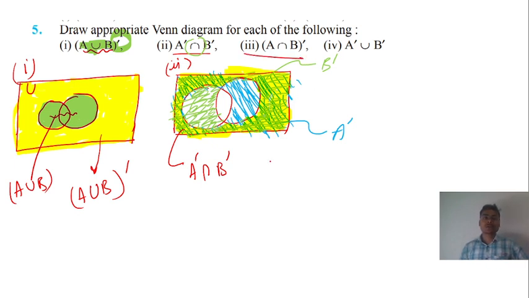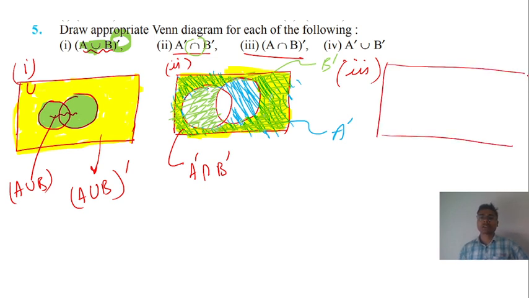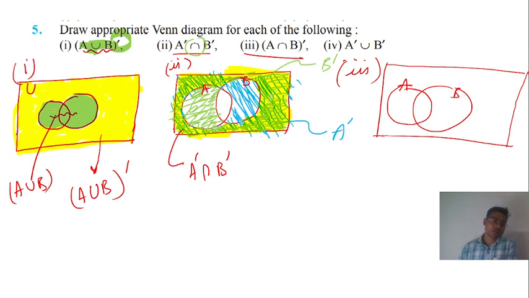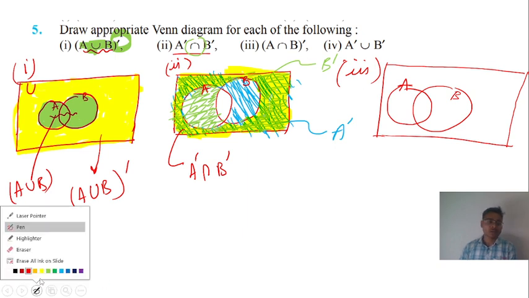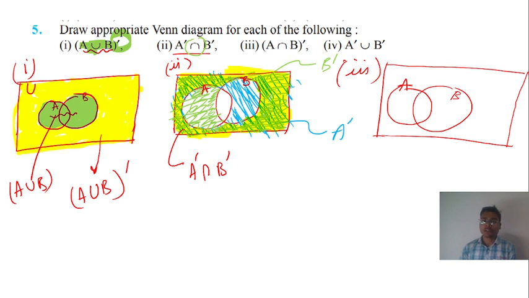In the third part, we have to find A intersection B and then its whole complement. So first we will find A intersection B and then we will complement it. So these are two sets A and B, and we have to find the intersection of the two sets. From the diagram you can easily see that this is the A intersection B part, which is common to A and common to B.